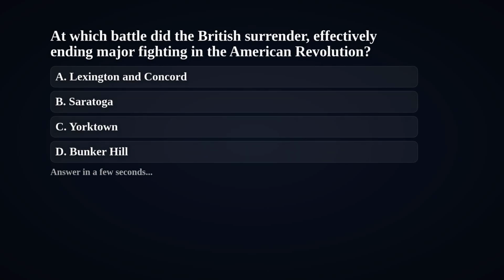Question 14. At which battle did the British surrender, effectively ending major fighting in the American Revolution? A. Lexington and Concord. B. Saratoga. C. Yorktown. D. Bunker Hill.